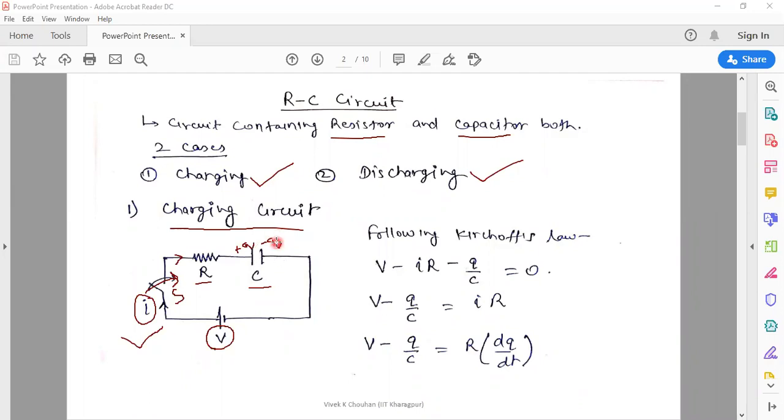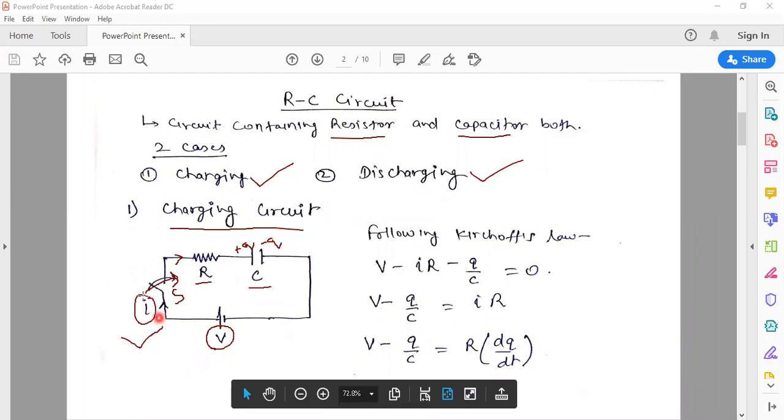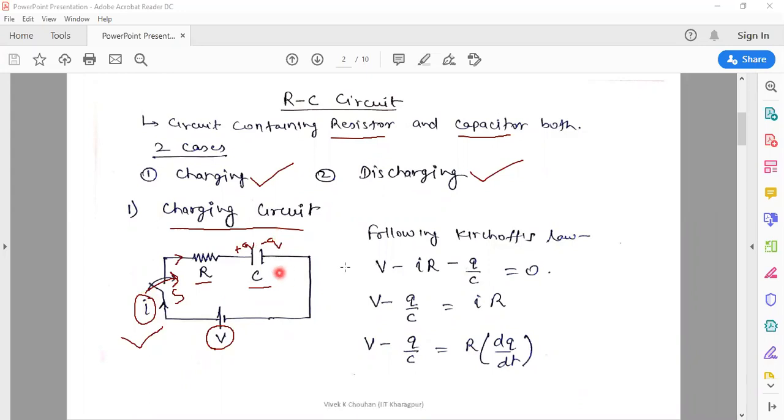Now, at some random time, let us assume the current flowing in the circuit is I, and the charge over the capacitor is Q. Now, following Kirchhoff's law, if we write the equations, we will get this equation first.